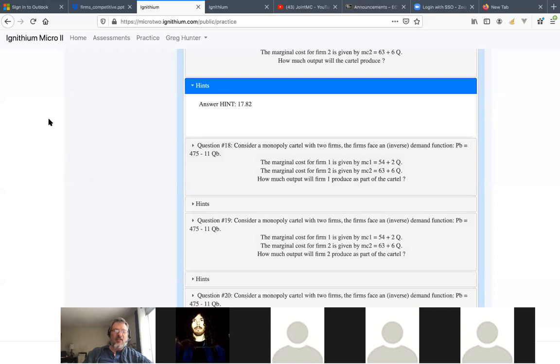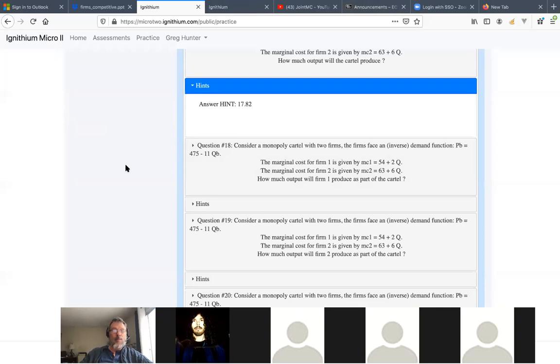Because remember, what I put in the chat was obviously firm one's producing a certain amount, and firm two is producing a certain amount, and we found the total. We found the joint MC slope and intercept, right? Yeah, we did, but remember we also found where the joint MC crossed the marginal revenue, and that was the number that Ruben had given us in the chat of 17.82.